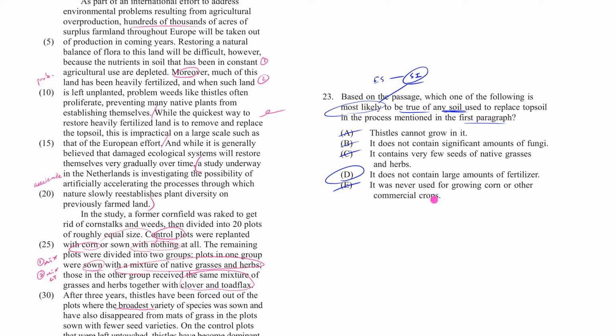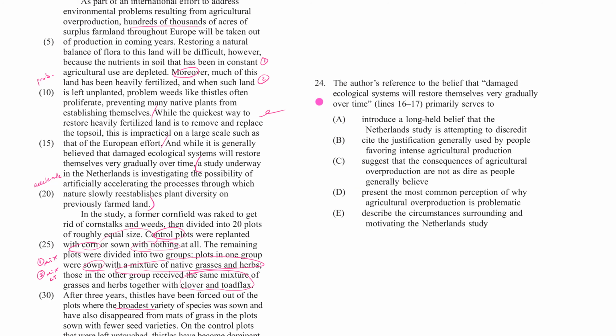Maybe it was used lightly. We only grew one season of corn on it. Question 24 says the author's reference to the belief that damaged ecological systems restore themselves very gradually over time. That's lines 16 to 17. That's over here, right before we got to this study. Just look at the relationship here.